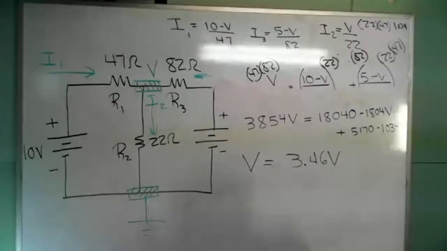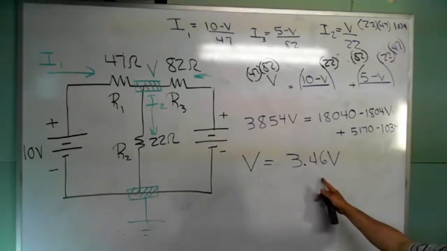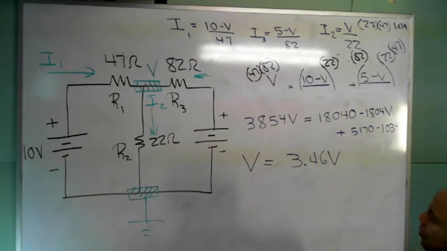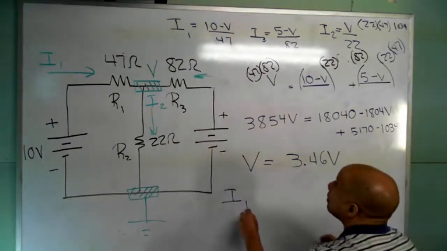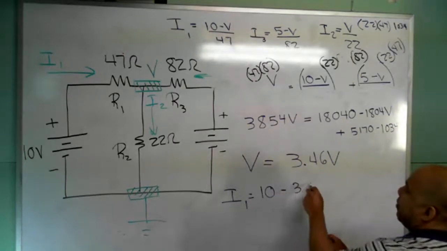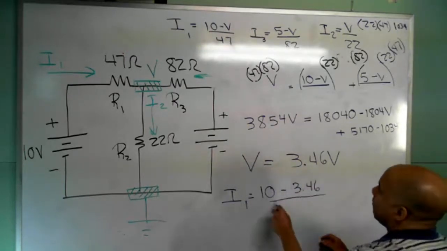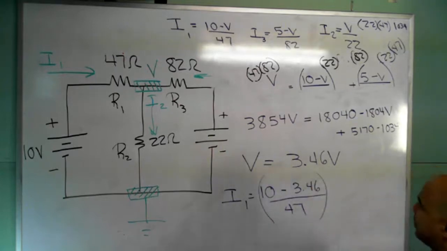Does everybody see, do we need to work it out? Kevin, do we need to work it out? Yeah, we're good. You got it? Okay. So this is right. So now since we know the voltage is 3.46, we said I1 was 10 minus V, but V is 3.46 over 47. So give me the value for I1. How much is I1?